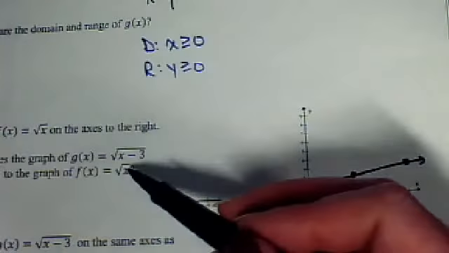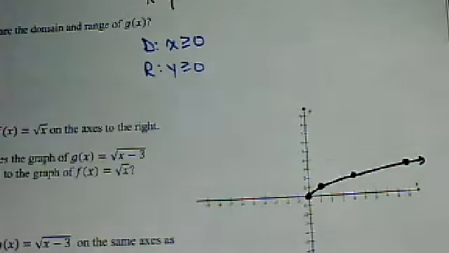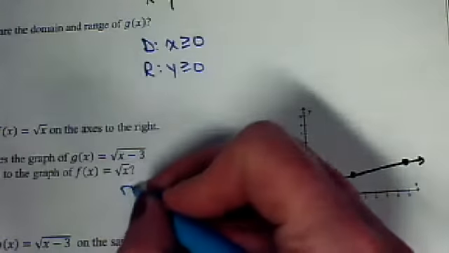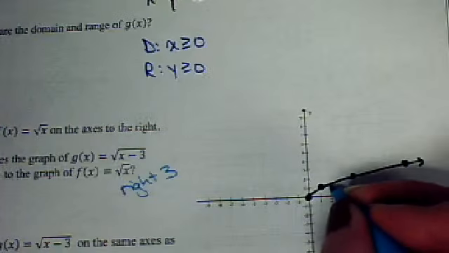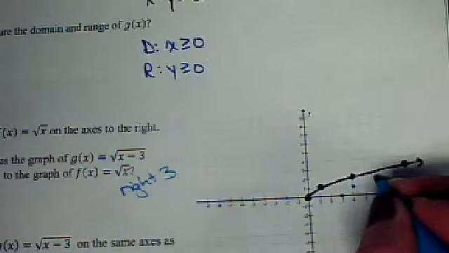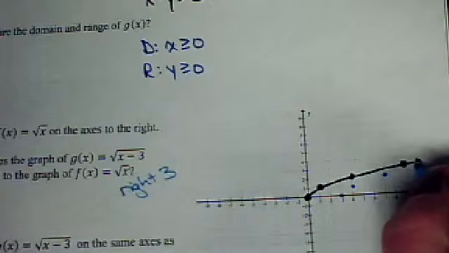So square root of x minus 3 means I'm going to move right 3. I'm literally going to move each point right 3. 1, 2, 3.